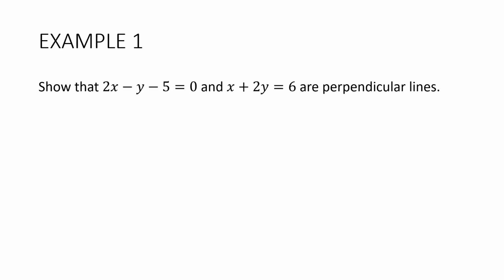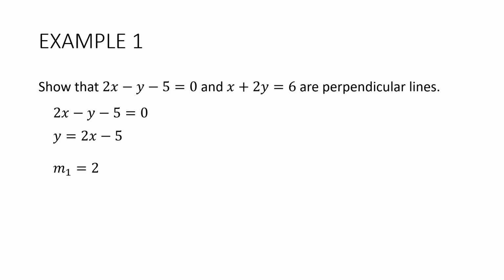Here's our first example. Show that 2x take away y, take away 5 equals 0, and x plus 2y equals 6 are perpendicular lines. So just like before, we want to turn these both into gradient intercept form so we can figure out the gradients. We look for the term in y. It's negative, so let's take it over the other side, and we're going to turn it all around. y equals 2x, take away 5.